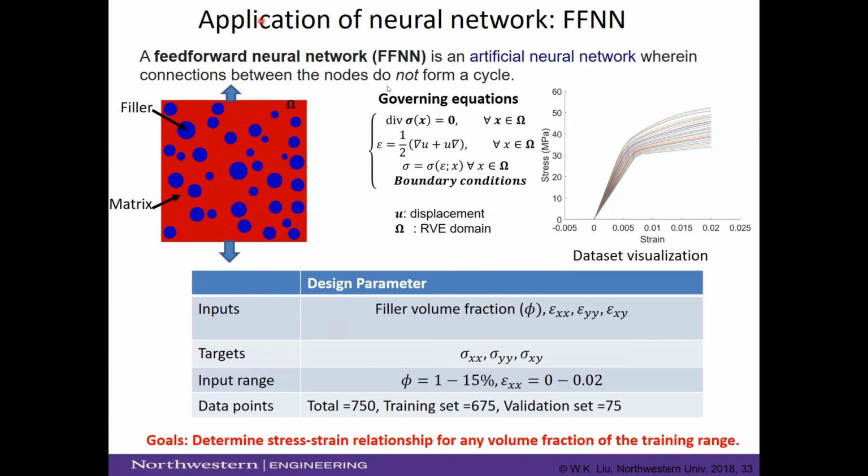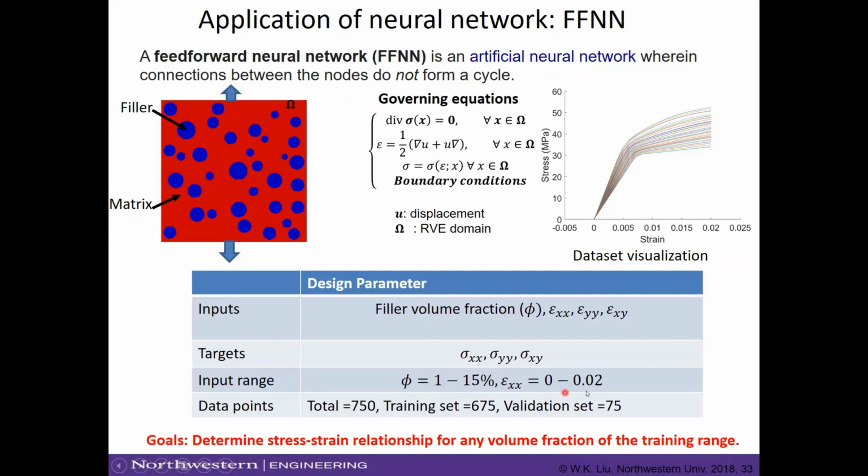One thing I'd like to make sure: you already have the data set from the Excel sheet. What we did here, we chose 15 different volume fractions. Your volume fraction is basically the area of these blue dots divided by the total area. So we have 15 different volume fractions varying from 1 to 15. You can see 15 different stress strain curves here. And we vary the strain value from 0 to 0.02.